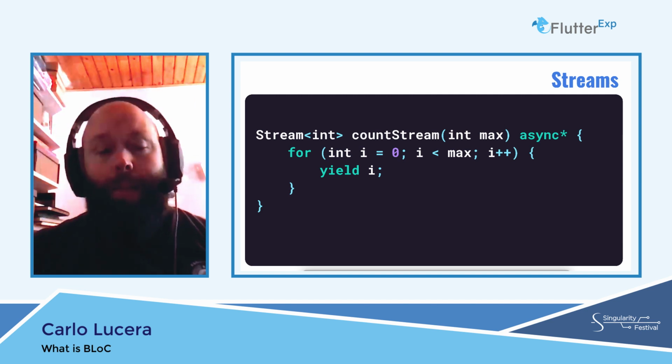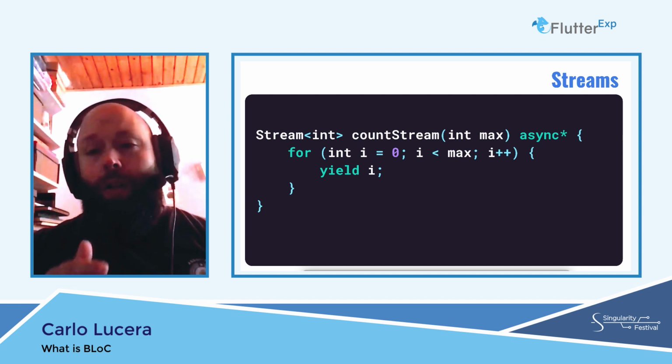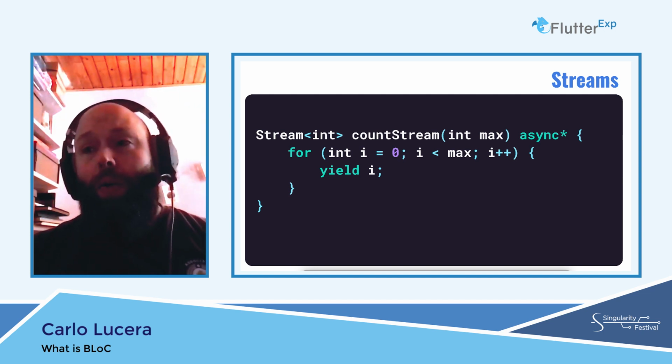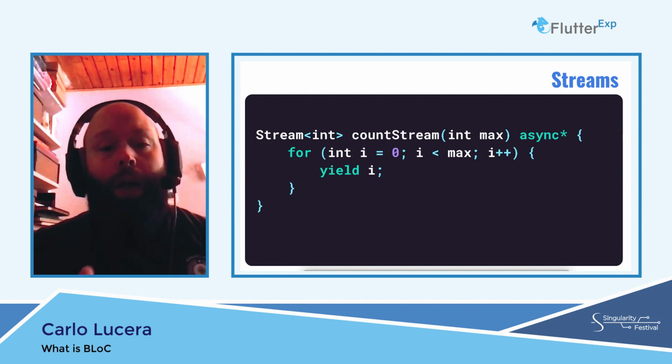For example, let's take the future as a sample. With a future, you call your function that returns a future, and you know that sometime in the future you will have the return value. In the case of a stream, you can use the keyword yield.